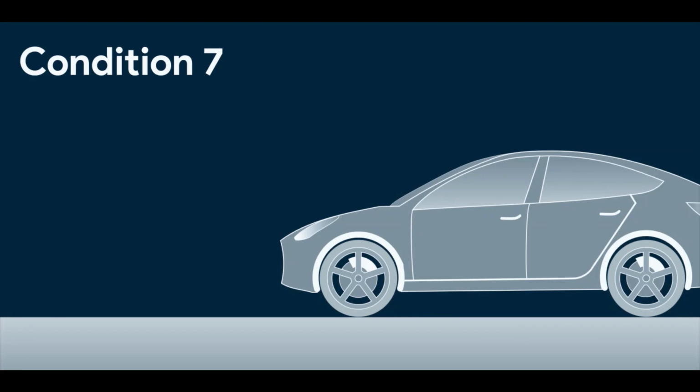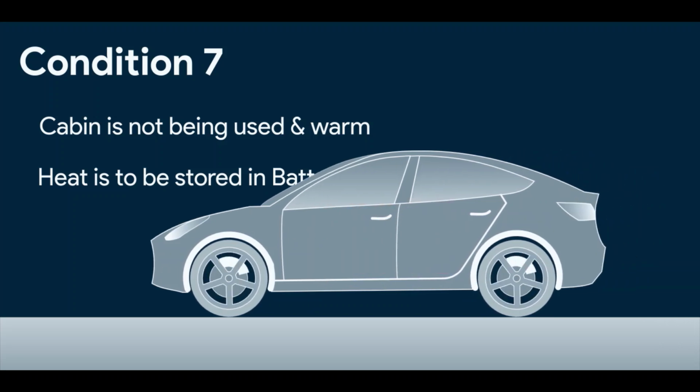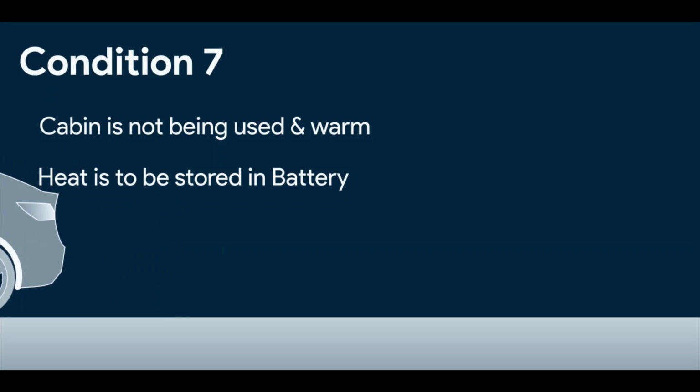Now let's see the 7th condition. The cabin is not being used and is warm before or after the drive. So the cabin heat is absorbed and put in the battery, which is thermally insulated, so it can store the heat for a long time, as compared to the cabin which has openings and metal glass from which the heat can escape easily. So next time when heating is required, the heat from the battery can be put back in the cabin and the car won't have to generate all the heat from zero.